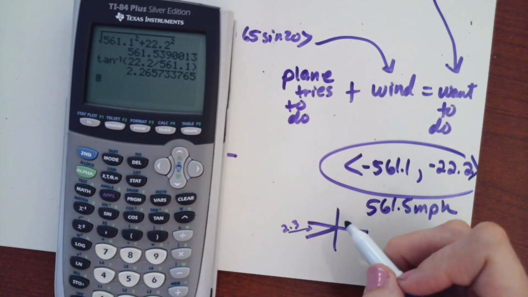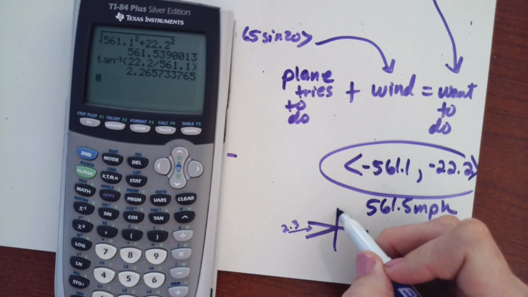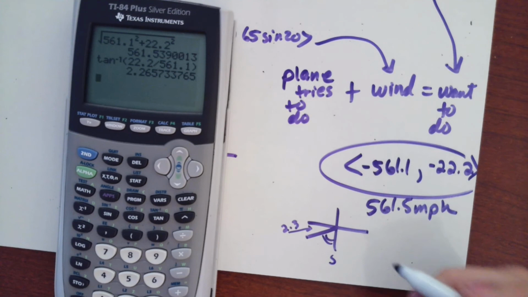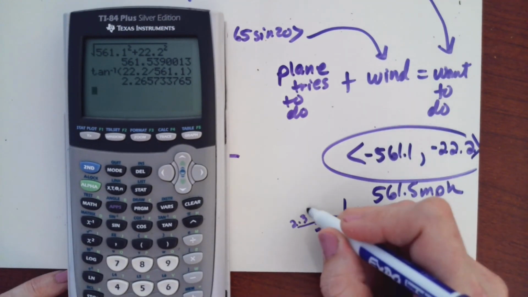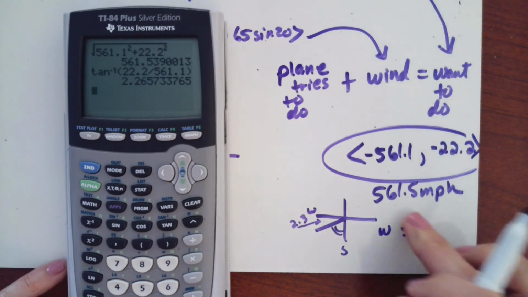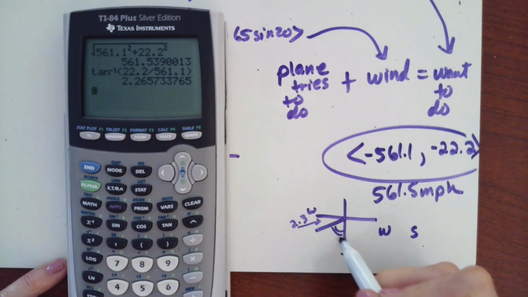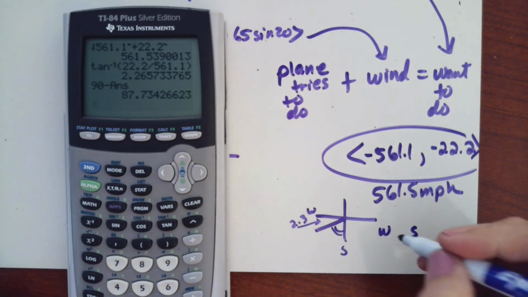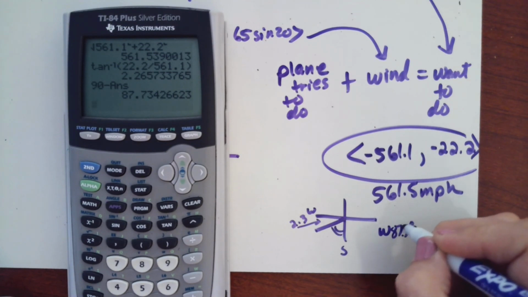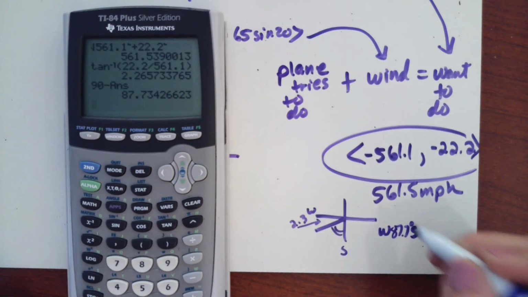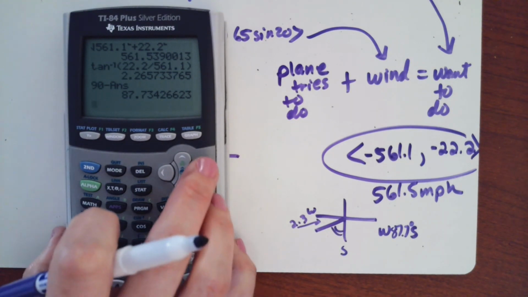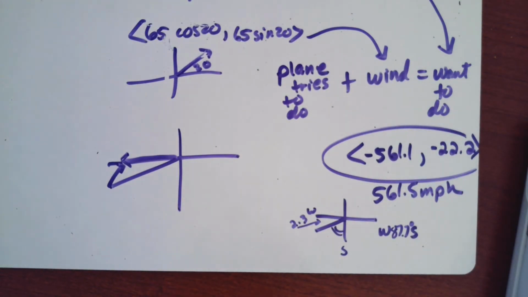We could say just like a true bearing of over this way. I think I'll use this angle right here and say south is there. So I will say some degrees west of south. So I need 90 minus the last answer, so 87.7. So 87.7 degrees west of south. I should fly at 561.5 miles an hour, and then I will get where I want to go. Okay, that is it. Because it's like you're overcorrecting for the wind, right?